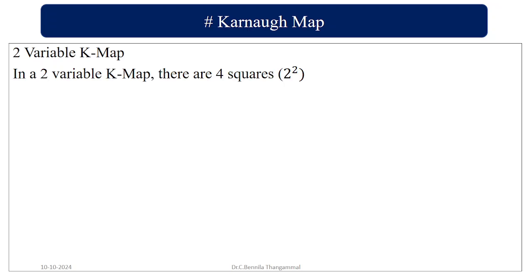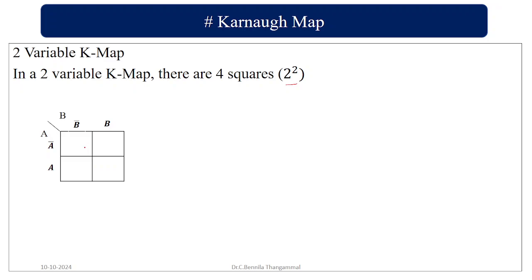First we will see the two variable Karnaugh map. In a two variable Karnaugh map, we have 4 squares, since 2 power 2 is 4. I'll take two variables A and B, and name the cells A bar, A, and B bar, B. Here the value should change by only one variable, so A bar becomes A, and B bar becomes B.